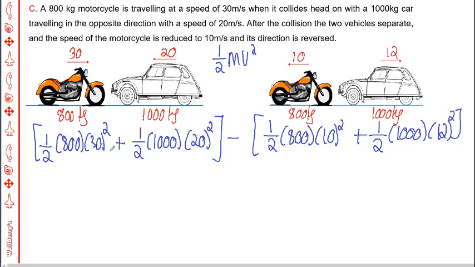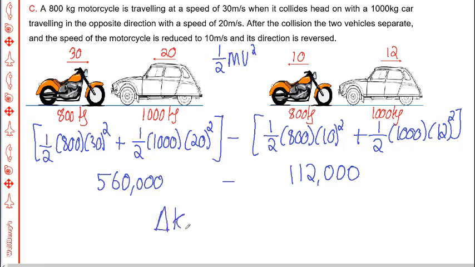So all this here makes 560,000 joules, minus all this makes 112,000. So when you subtract these two, this will give you the change in kinetic energy, which in this particular case is equal to 448,000 joules, or 448 kilojoules.